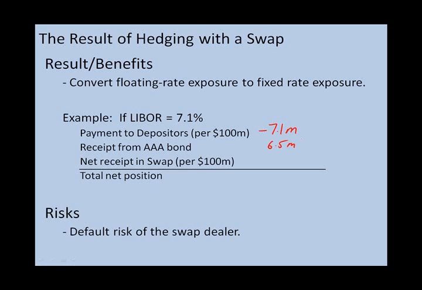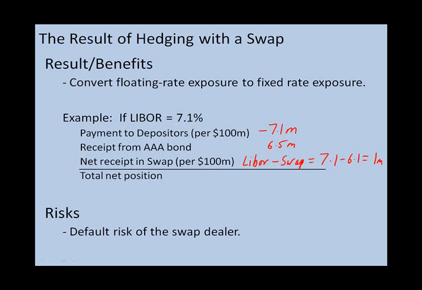Now, what's the net receipt in the swap? The net receipt is going to be LIBOR. That's what Chase receives from the swap. What does it pay? Well, it pays the swap rate. So we're going to get this equal to 7.1. That's what Chase receives from the swap dealer, minus what it pays, which is 6.1%. So the net gain here, the net receipt, is 1 million.